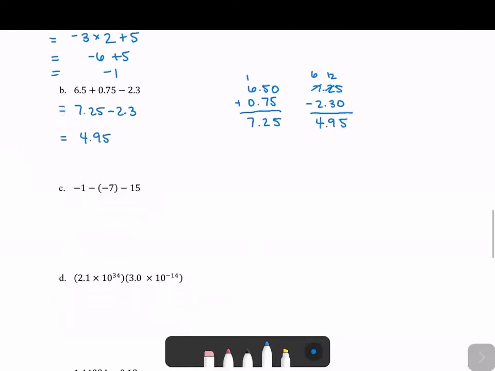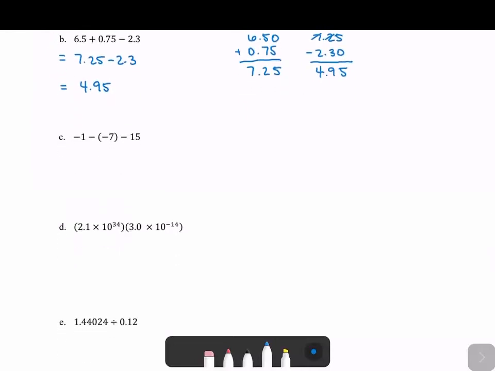Okay, good. So C deals with adding and subtracting integers. So -1 minus -7 minus 15. So again, this only has adding and subtracting in it. So we're going to go from left to right. So we're going to start with -1 minus -7. So you can do this however you want. So we've talked about in the videos that we know that subtracting a negative number is the same thing as adding its opposite. So this is -1 plus 7.